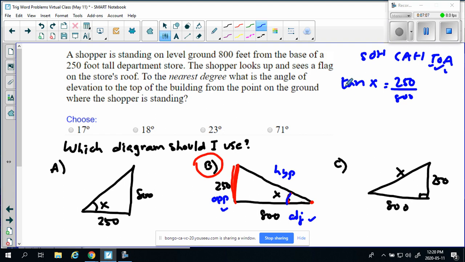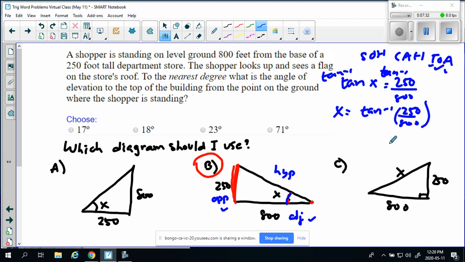And then how do I undo a tan? Well, I have to tan inverse. So you're going to tan inverse both sides. Tan inverse this and tan inverse that. And so tan inverse of this. Now, how do I put that in my calculator? You want to hit second tan or shift tan, depending on what kind of calculator you have. So it's tan inverse, and then put in brackets, 250 divided by 800.